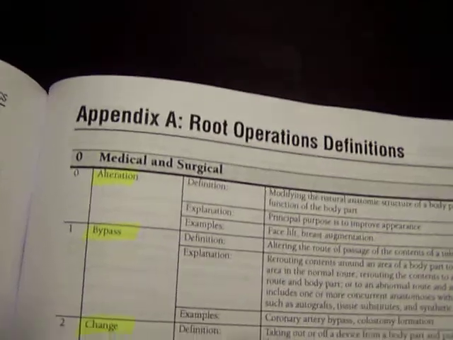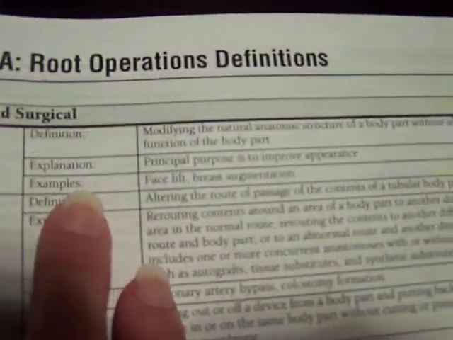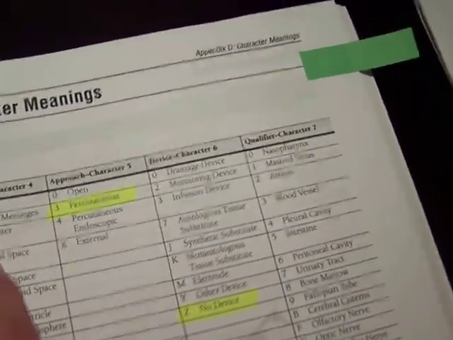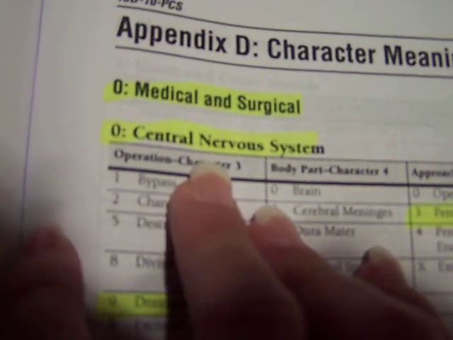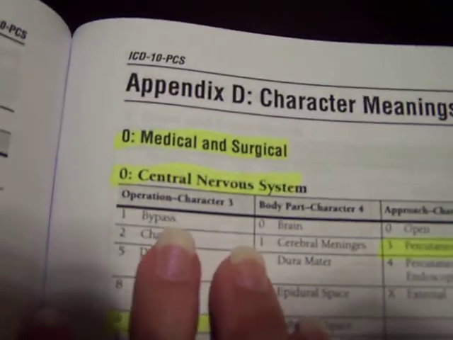All right, the next way that we're going to do this is we're going to be using these tables in back. And we've got these appendices. There's one here that has our root operation definitions. With each one of them, it gives a definition, an explanation of the procedure, and examples of it. The next table we have back here is what I'm going to use to build this code. So these are by the character meanings based on, we've got the medical and surgical section, and then each one of the pages has a different body system. So this page has our central nervous system. This one has our peripheral nervous system. Here's our heart and great vessels, and you'll see how each one of them has a different digit. So where's our spinal canal? It's in the central nervous system.